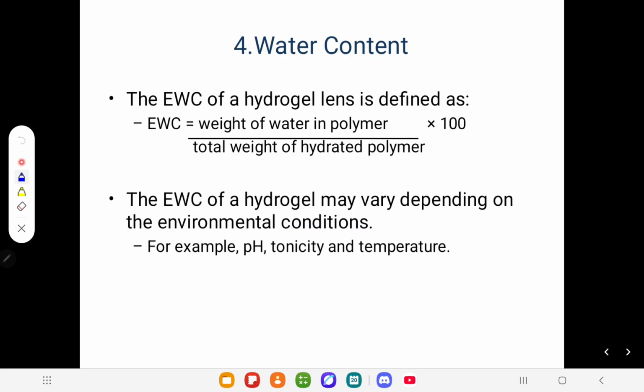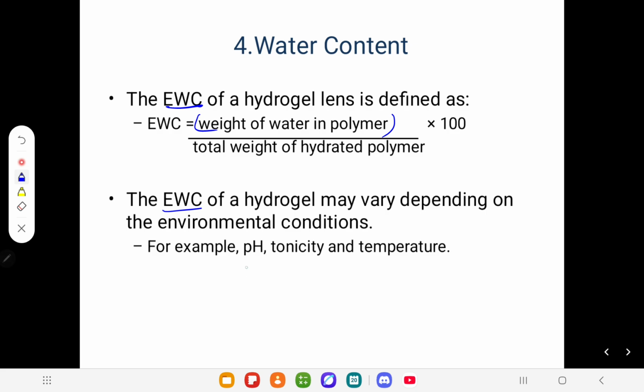So water content. What is water content? It's very important, and I'm going to talk about water content very deeply. So equivalent water content of a hydrogel is defined by an equation: the upper part is the weight of the water in a polymer, and the lower part is the total weight of the hydrated polymer, multiplied by 100%, okay, by 100.